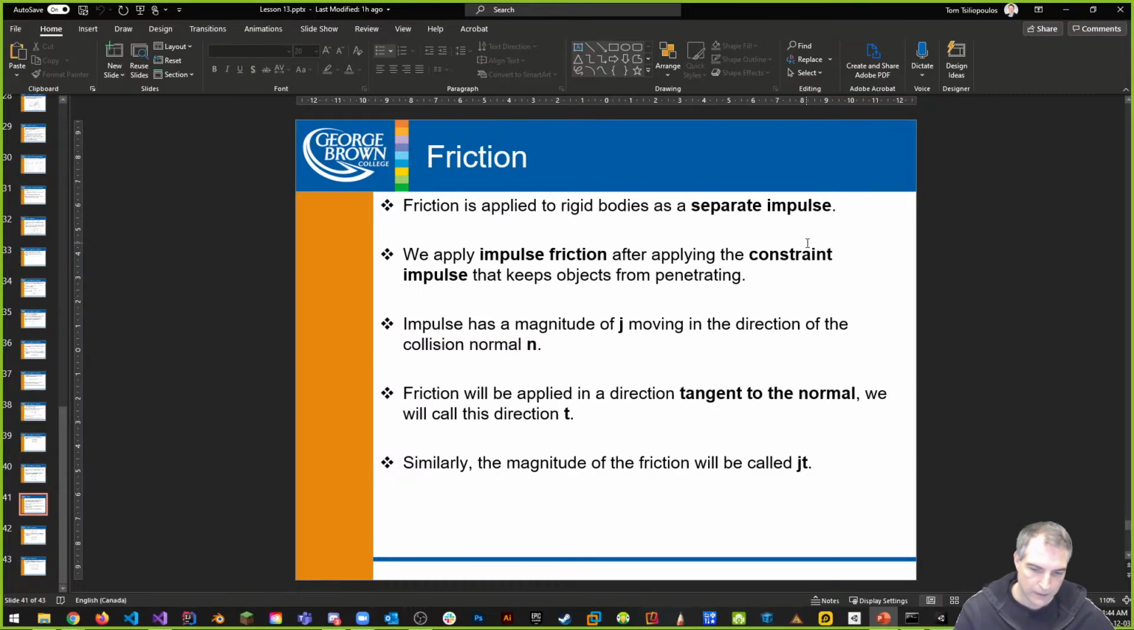Impulse has, let's say, a magnitude of J moving in the direction of the collision normal N, and then the friction will be applied in a direction tangent to the normal. All right, tangent to the normal. So that's pretty good. We call this direction T. Similarly, the magnitude of the friction will be called JT, where we take the impulse and multiply it by the tangent to the normal.